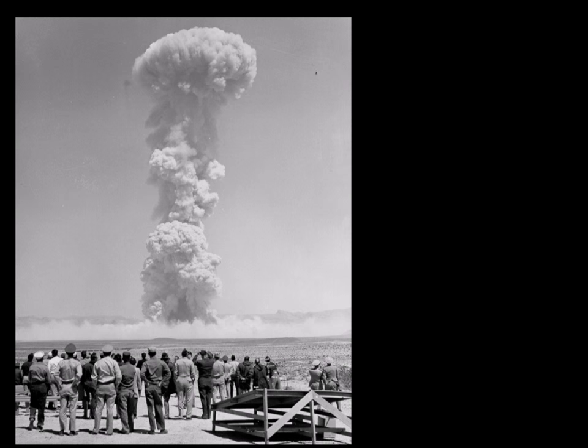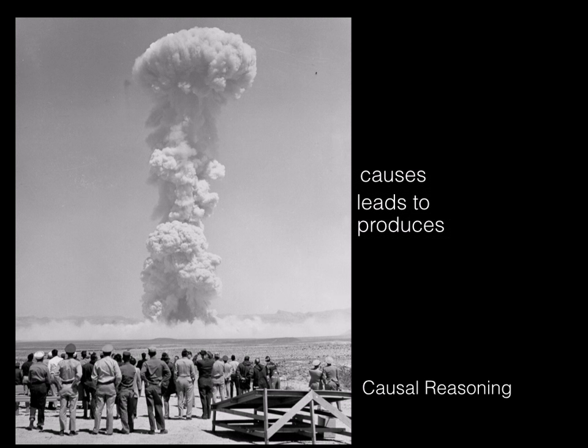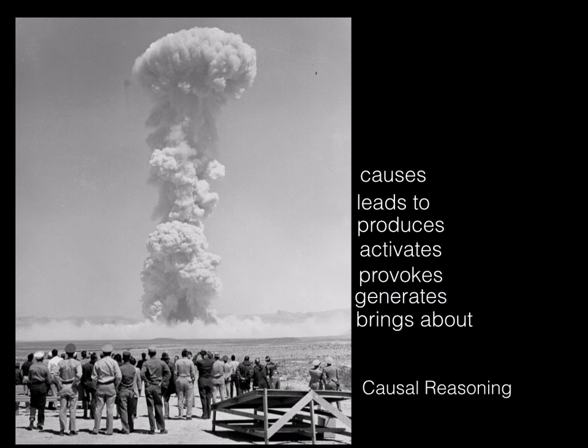And that brings me to probably one of the most ubiquitous types of reasoning that's out there. It's called causal reasoning, cause and effect reasoning. One thing leads to another. The syntax to this kind of reasoning includes words like causes and leads to and produces and activates and provokes and generates and brings about and results in. A causal link has to be proven with a specific agent of cause.